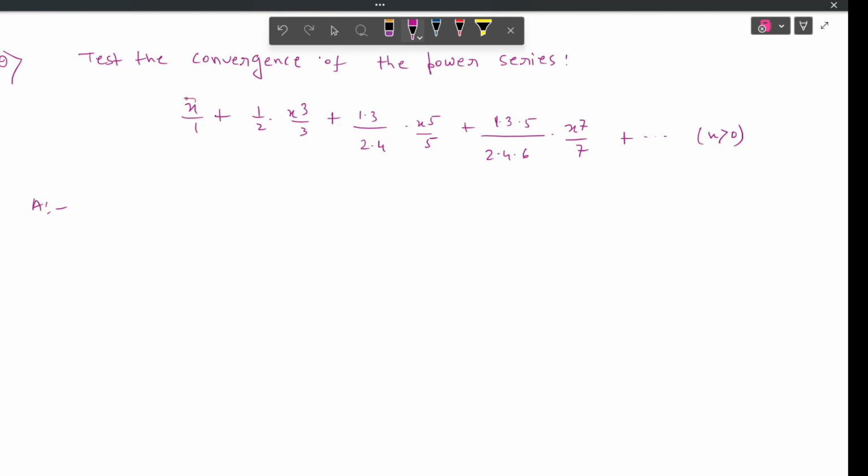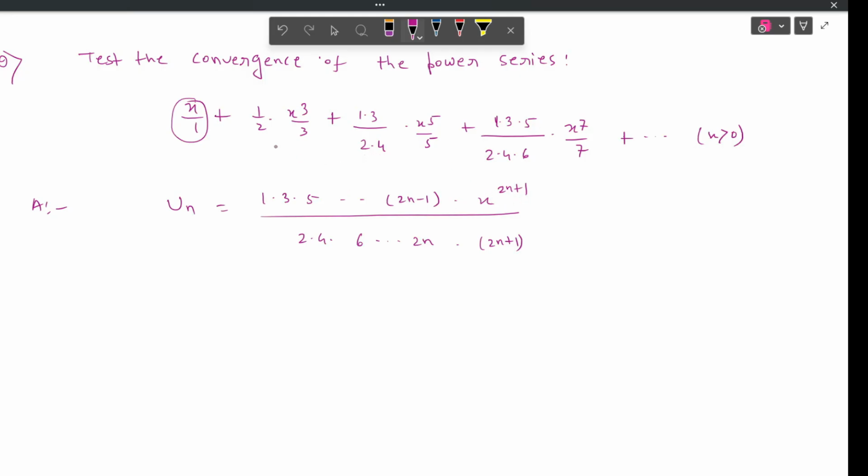So here again we'll omit this first term and our nth term will be 1, 3, 5 up to 2n minus 1 into x to the power 2n plus 1 by 2, 4, 6 up to 2n into 2n plus 1. This is the challenge, where we can observe that first term is 1, second term is 1, 3, third term is 1, 3, 5, right? So it will go in this way. And if you observe x, this is x cube, x to the power 5, x to the power 7. So it must be x to the power 2n plus 1. Because if you put n equals to 1, it will be 3. If you put n equals to 2, it will be 5. So it will be x to the power 2n plus 1.